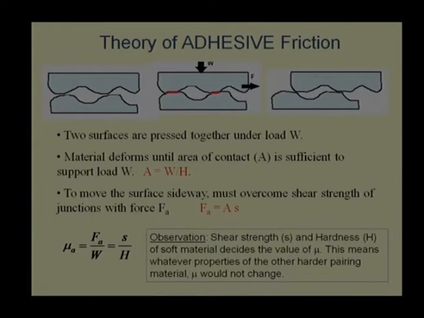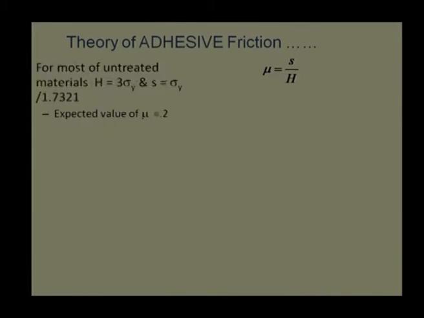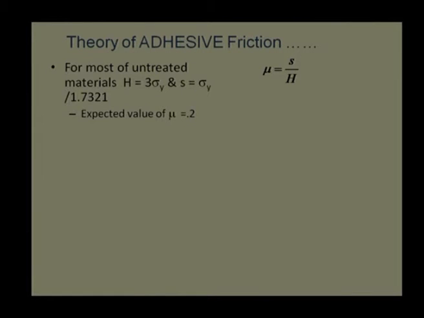This is not complete, it needs some additional theories to explain it. This is what I mentioned over here. For most of the materials, if I assume this is not happening, now we will come to the other arguments. We say that for most materials, hardness can be given as 3 times the yield strength, and shear strength can be given as yield strength divided by root 3, that is von Mises stress theory. Here I am trying to utilize solid mechanics to interpret what the coefficient of friction will be if I use the adhesion theory.